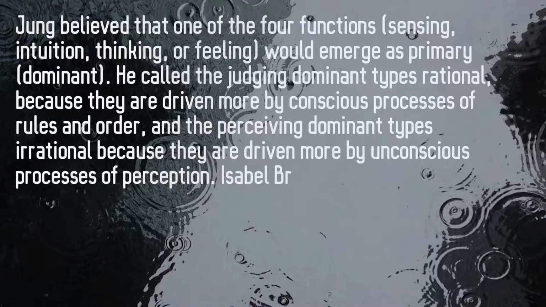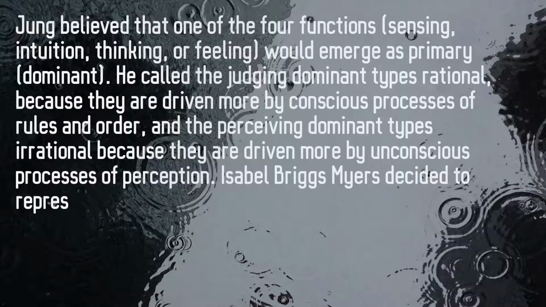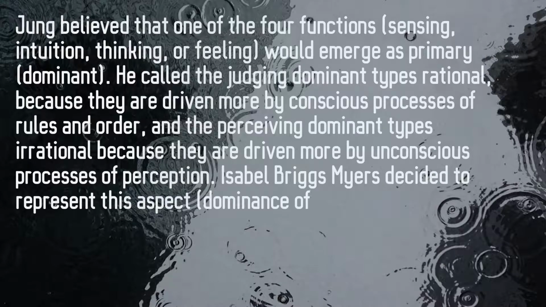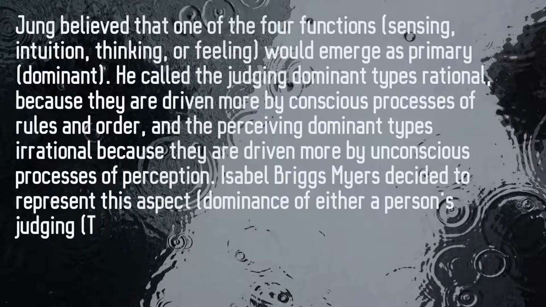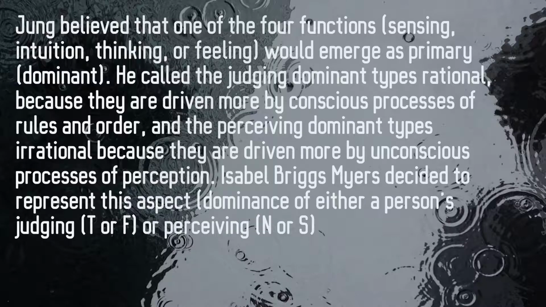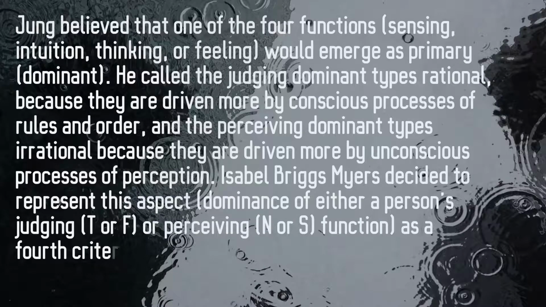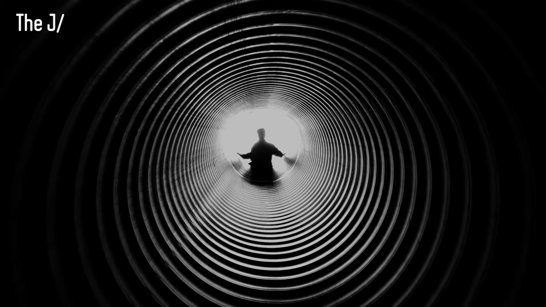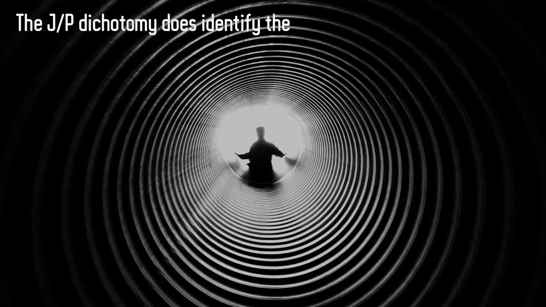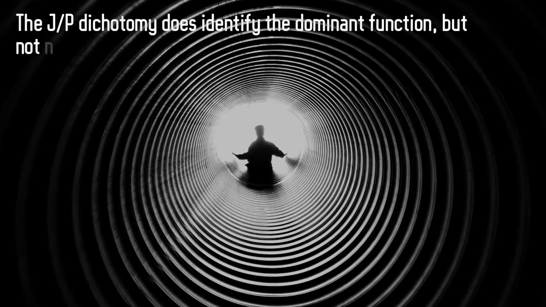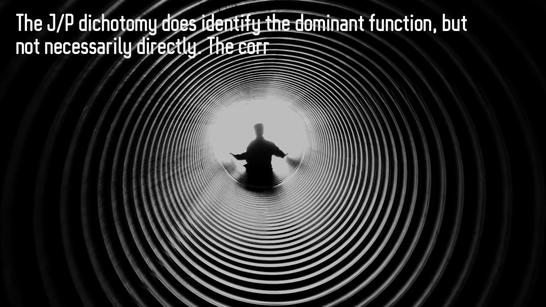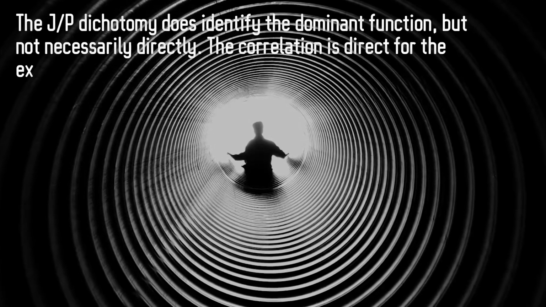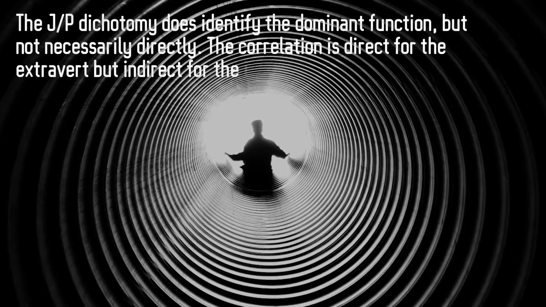Isabel Briggs Myers decided to represent this aspect, dominance of either a person's judging, T or F, or perceiving, N or S function, as the 4th criterion, J, judging, or P, perceiving. The J/P dichotomy does identify the dominant function, but not necessarily directly. The correlation is direct for the extrovert, but indirect for the introvert.